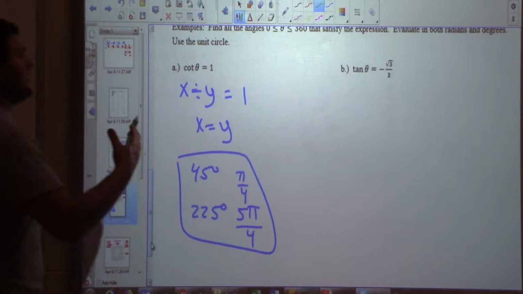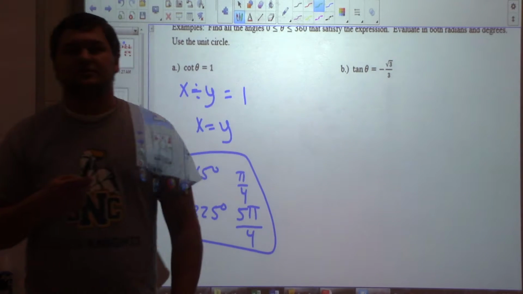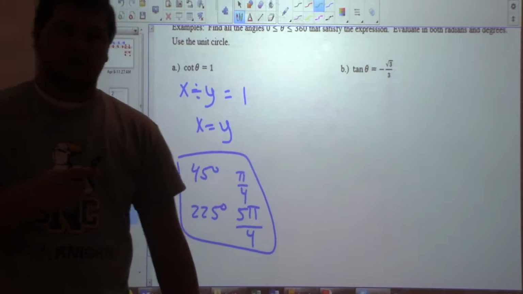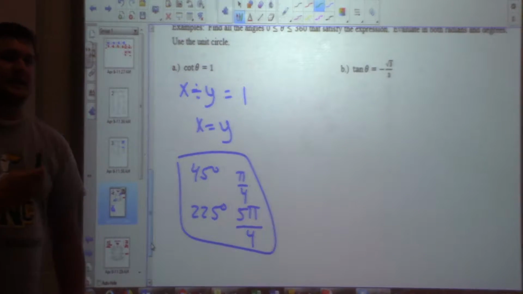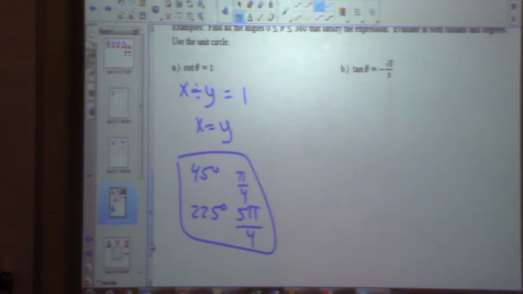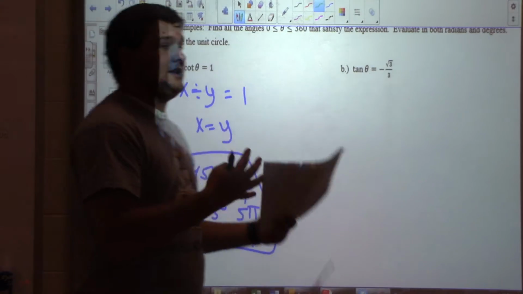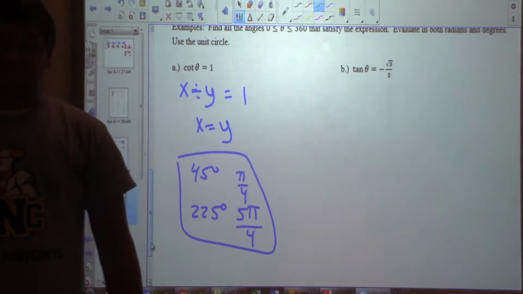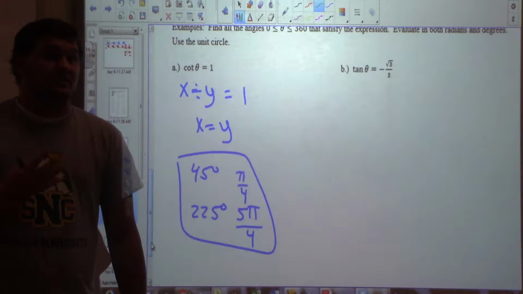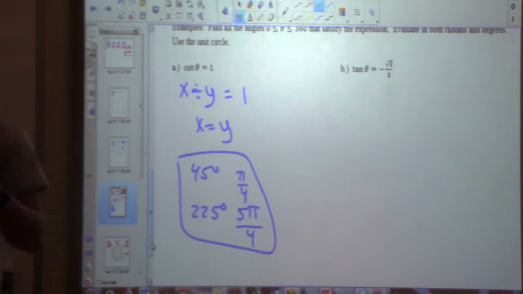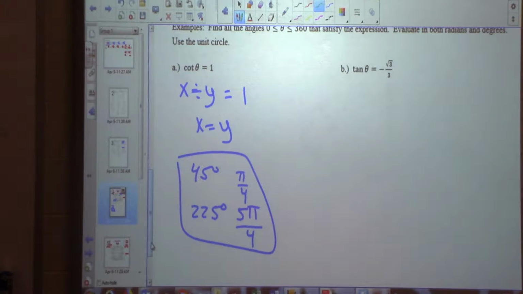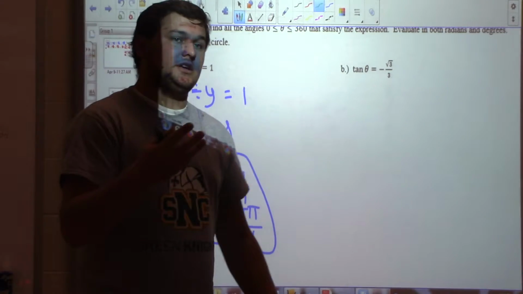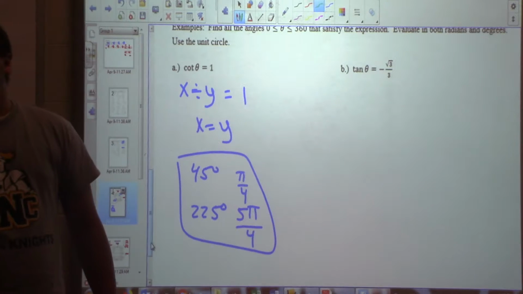So, let's look at this. Tangent theta equals negative square root of 3 over 3. Is there anywhere in a unit circle that I can get a positive 3? Any x or y value? Is there any way I can get a 3 out of there? There's 1/2, but there's no 3, is there? There's 1/2, there's square root of 2, there's 2, there's square root of 3, there's 2. There's no 3. Which means what must have happened?